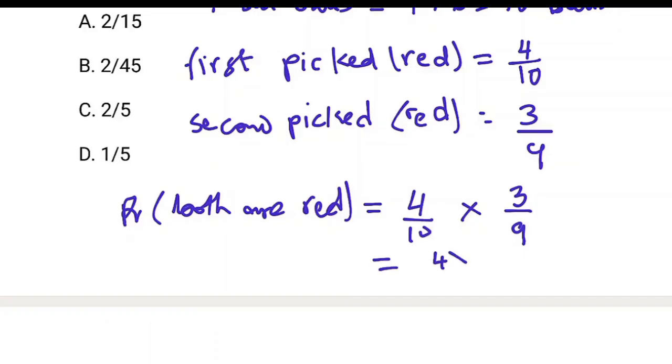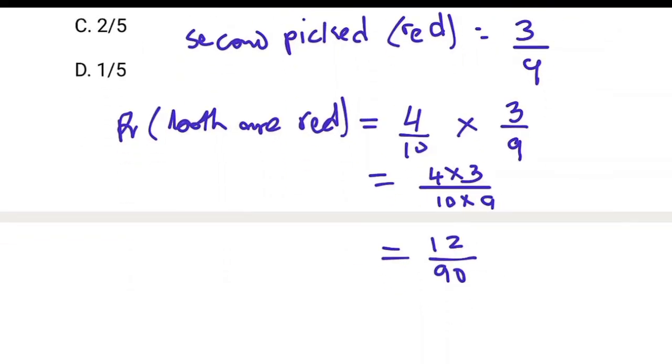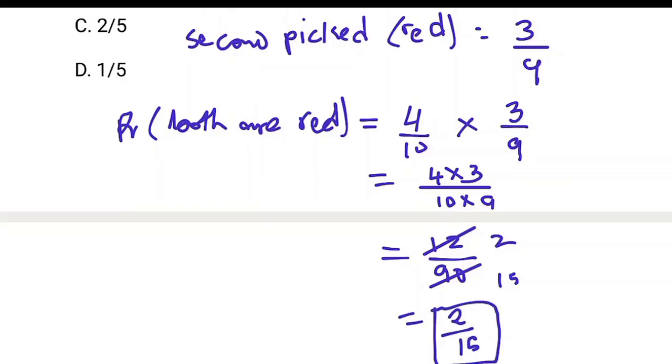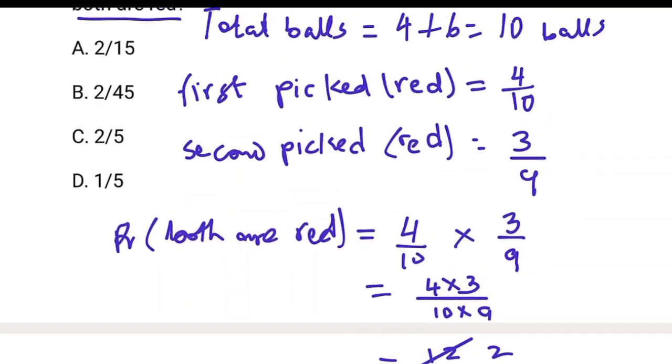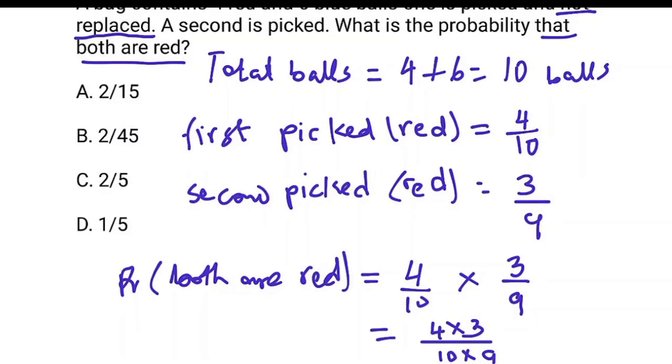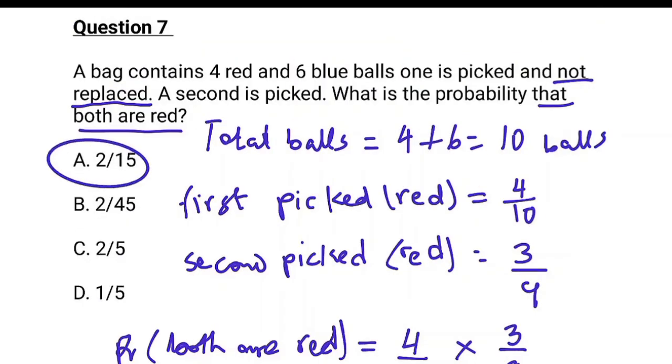So now from there, that is 4 times 3, divided by 10 times 9. Then we're going to have 12 over 90. So now if you try to reduce this to the lowest form, when you divide this by 6, 12 divided by 6 gives 2, and 90 divided by 6 gives 15. So therefore, we have our final answer to be 2 over 15. So 2 over 15 is the solution to the problem. So let's see what we have from the options. We can see we have option A to be the solution.